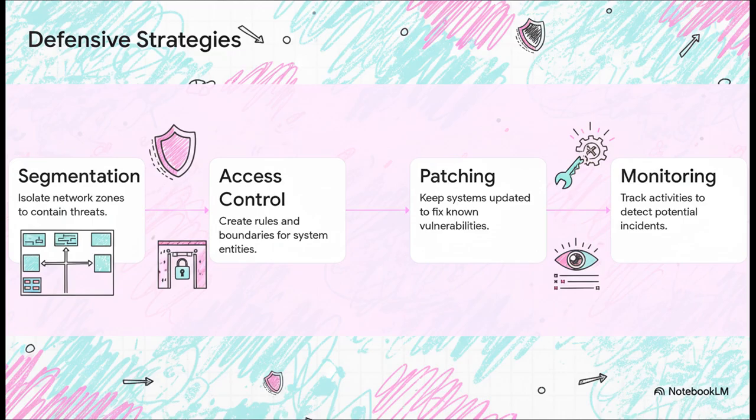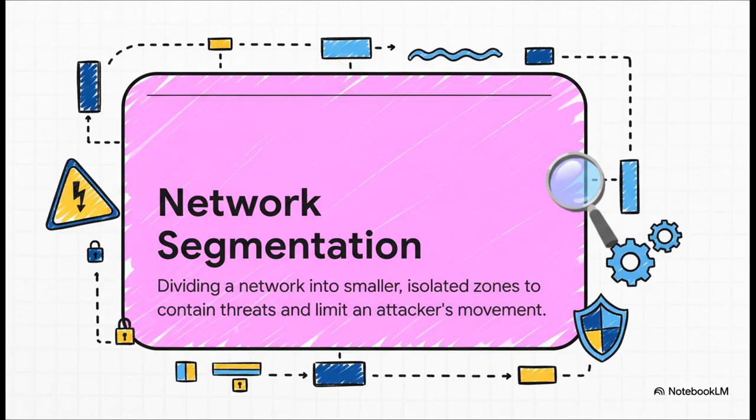And of course, we need to be constantly monitoring for those indicators we just talked about. Network segmentation is one of the most powerful defensive moves you can make. Seriously, think of your entire network like a huge ship. Segmentation is like building sealed, watertight bulkheads into that ship. So if one compartment gets breached, if it starts taking on water, the leak is contained. It stops the whole ship from sinking.